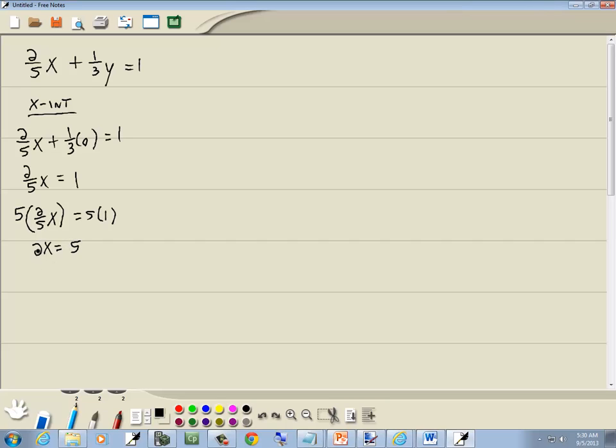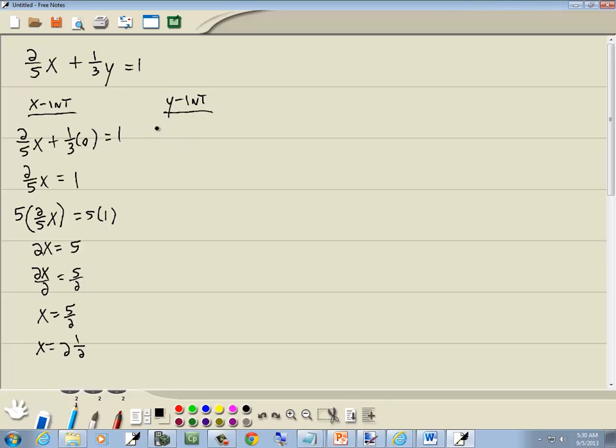Third step, get everything with an x on one side, numbers on the other. That's done. Step 4, divide both sides by the number in front of your x. So we're going to divide both sides by 2, and we end up with x is equal to 5/2. Now, you can put this in mixed number form or decimal, it doesn't matter. This is 2.5. We'll see why when we go to graph it.